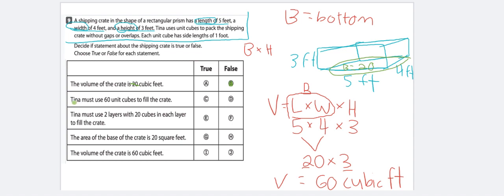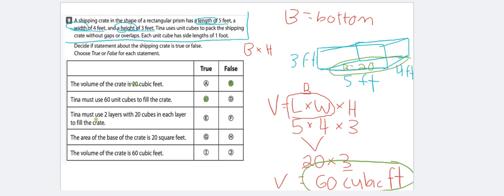Let's look at number 2. Tina would use 60 unit cubes to fill the crate. Well, I know the volume is 60, and I know that means that there's 60 unit cubes inside. So yes, the statement would have to be true. Since the volume is 60, that means that 60 cubes fit inside this entire thing.